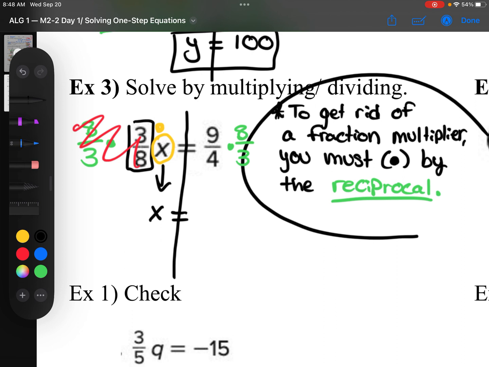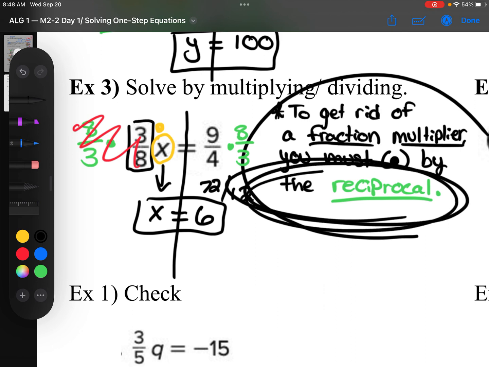Okay, so if you're doing this by hand, on the top you would do 9 times 8 equals 72, over 4 times 3 equals 12. So 72 over 12 would be 6. Okay, so that is how you can solve when you are multiplying by a fraction. To get rid of a fraction multiplier, you must multiply by the reciprocal.